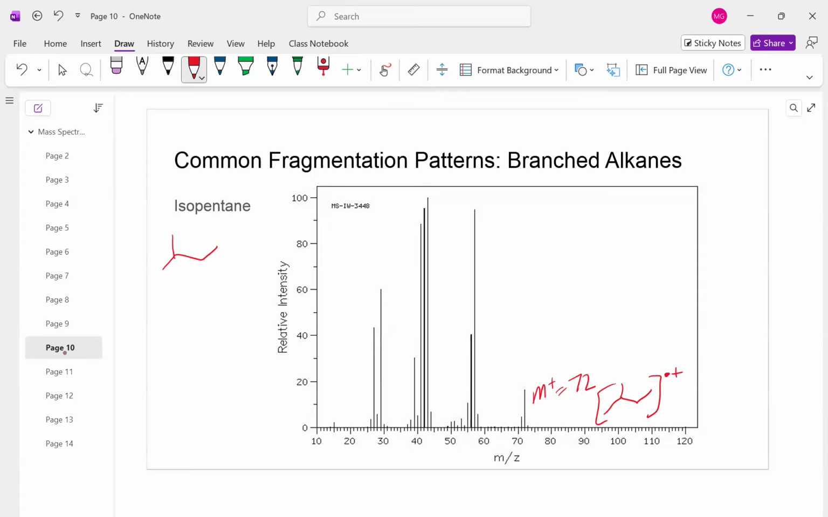Now, what I want to take a look at is with this branched alkane, if I were going to break apart a bond to get a stable carbocation, where would I do that? If I blow apart the molecule right here and imagine forming this cation and then this ethyl radical.